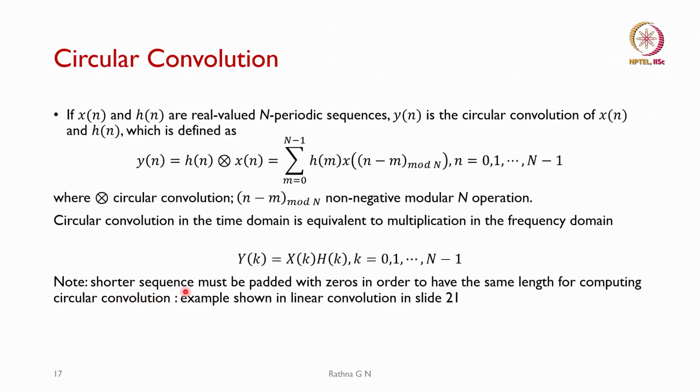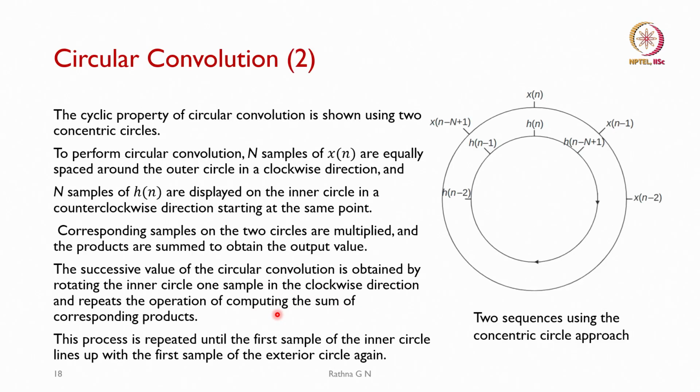The shorter sequence must be padded with zeros in order to have the same length for computing the circular convolution. What do we mean by that? x of k and h of k are of different lengths, so to make them equal in length, one of them has to be padded with zeros. We will see this in the linear convolution in slide 21, how we have padded with zeros, made the length a power of 2, and then used it in our circular convolution.